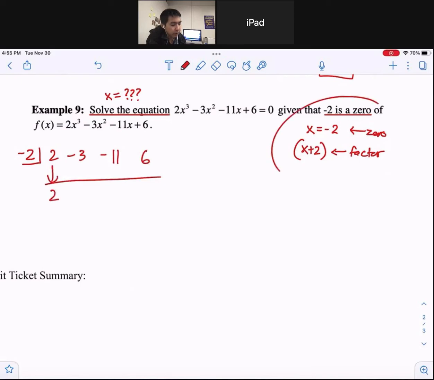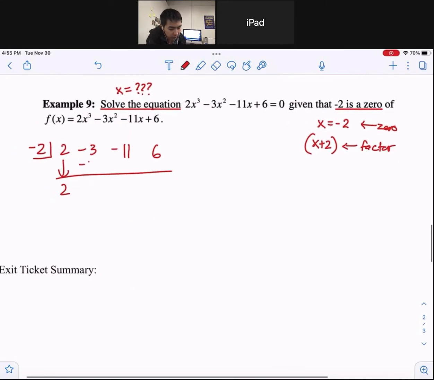And since we know this to be a 0, if we find the remainder of this, it should be 0. 2 times -2, -4, add, -7. -7 times -2, 14, add, 3. 3 times -2, -6, add, it's a 0.